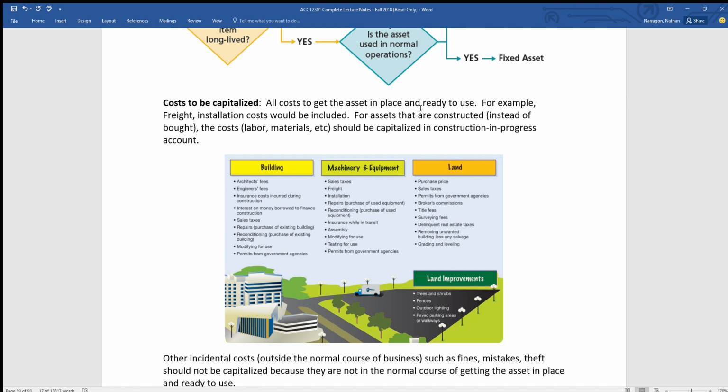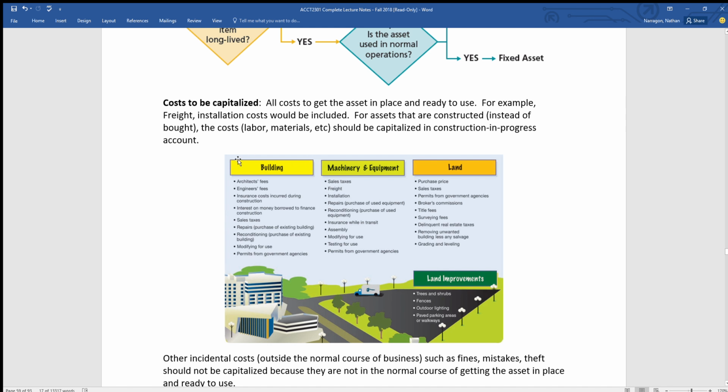So, for example, when we're looking at freight, installation costs would probably be included. But for assets that are constructed and not bought, costs may include labor, materials, and other things that we would have to capitalize. This chart is actually very good. This is going to bring us basically 4 types of fixed assets.